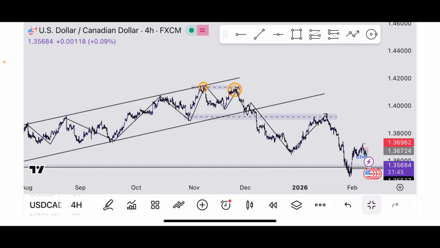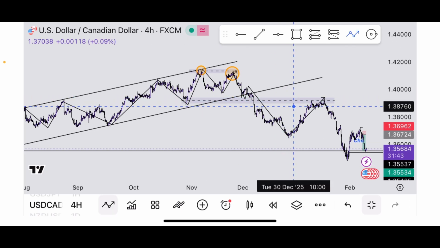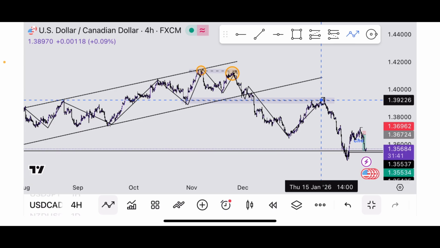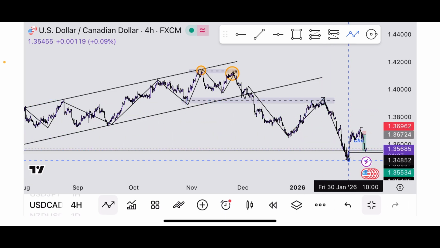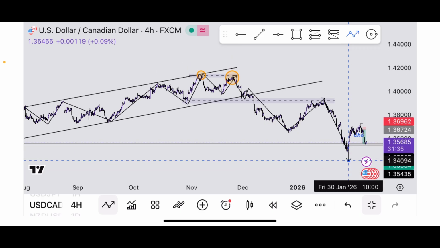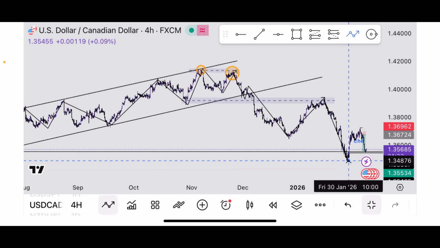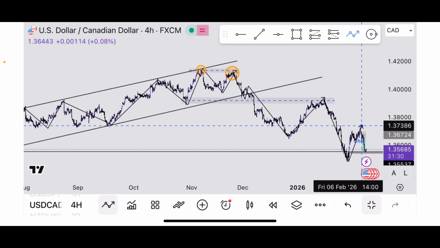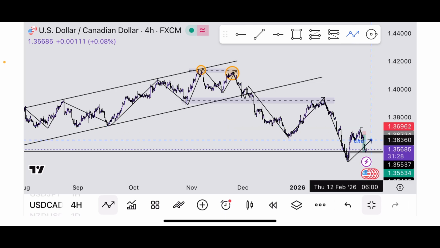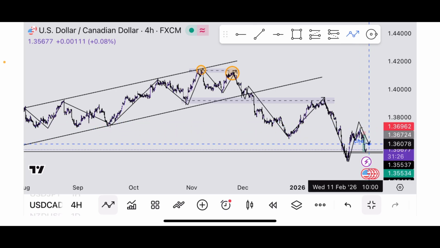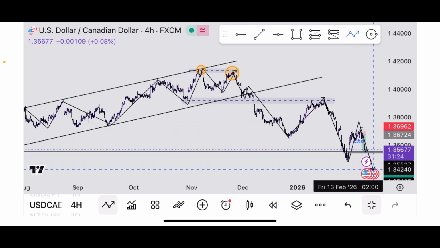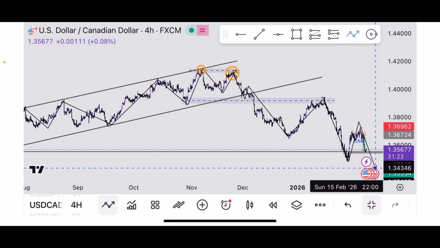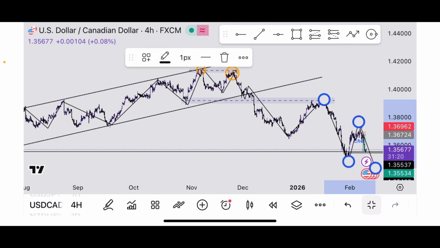So the market goes to this place, drops. Goes here again, drops. Goes here again, to here, drops. So our expectation now will be to take that level out.